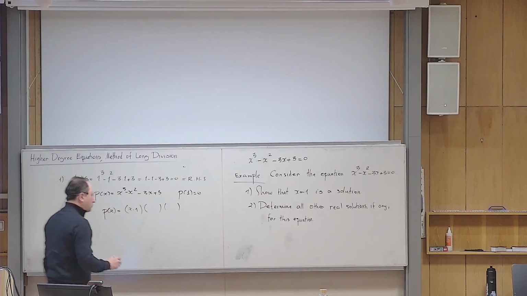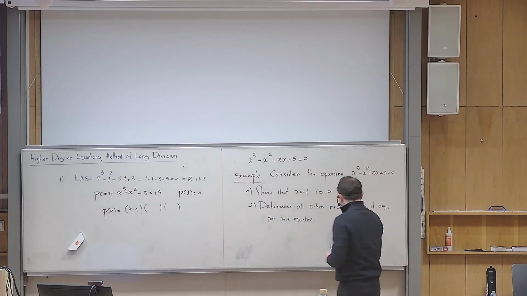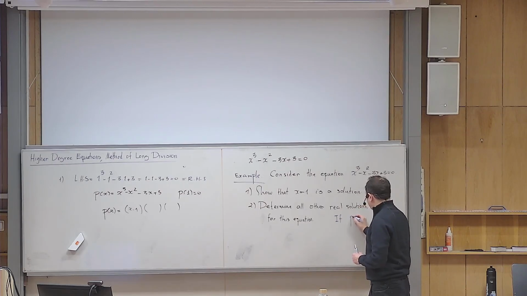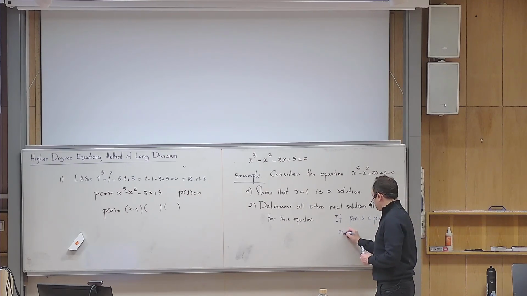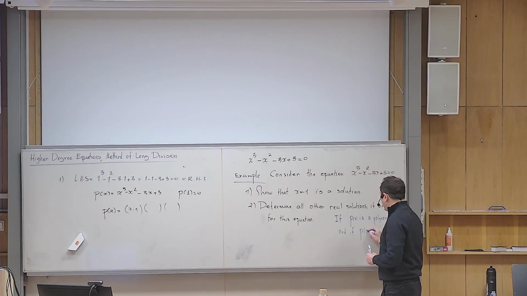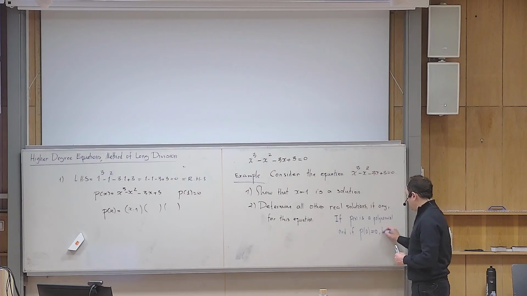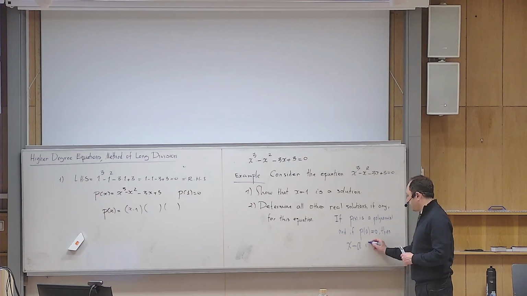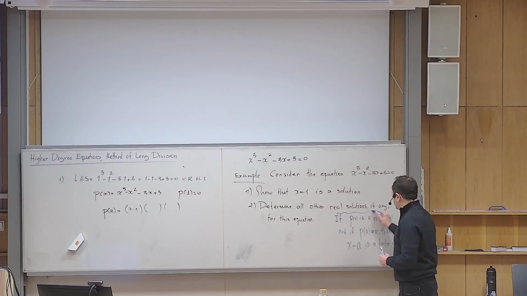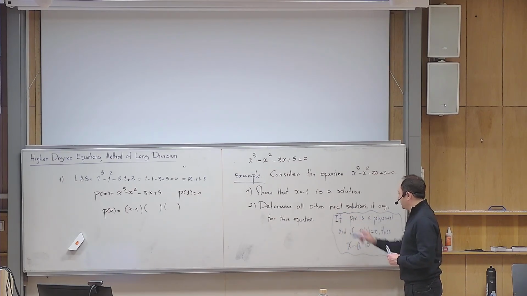So let me just write this. If p of x is a polynomial, and if p of a is 0, then x minus this number a is a factor of p of x. This is the observation, and it was actually not hard to tell, because you also told me what is going on.